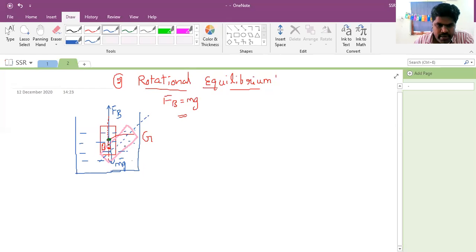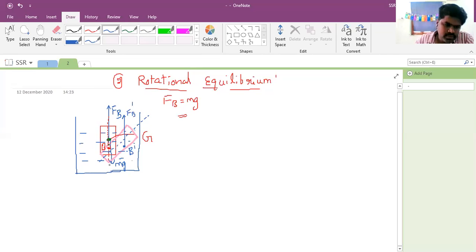So now B will become B dash somewhere here. This is the B dash. Then from this B dash, buoyancy force will act vertically up. This is the buoyancy force diagram, B dash in this condition.